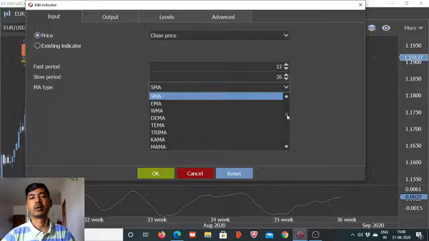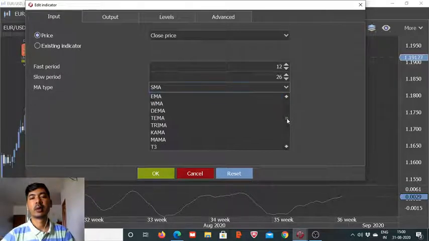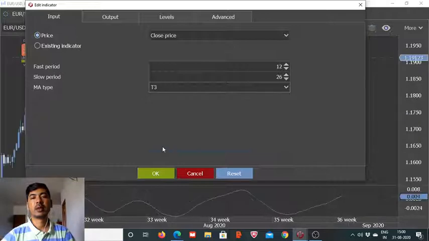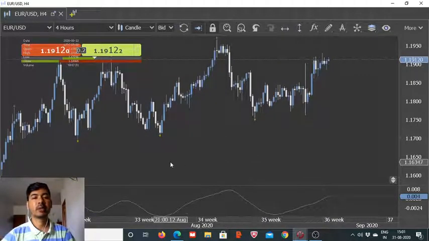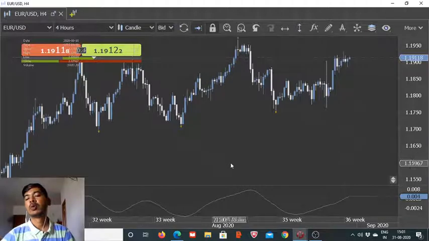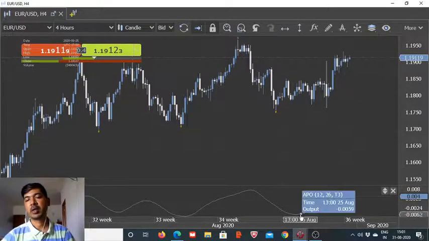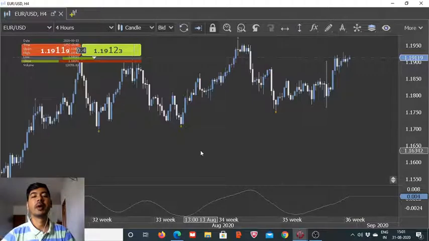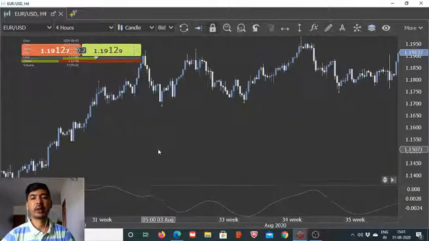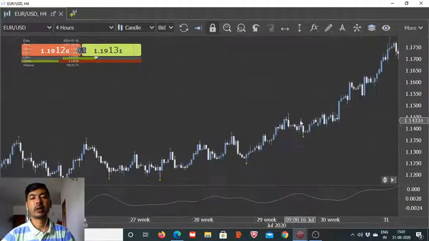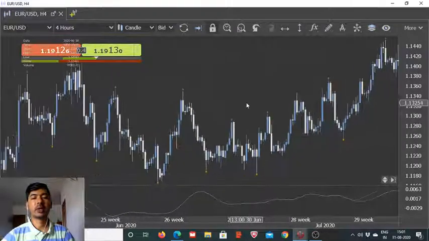SMA, and here this is T3. With T3, the smoothing is a lot better. Here we have this situation where after due consolidation, we get again the fresh initiation of new moves in the price action, and the curves are looking a lot smoother, and that is also one of the functions of the T3.